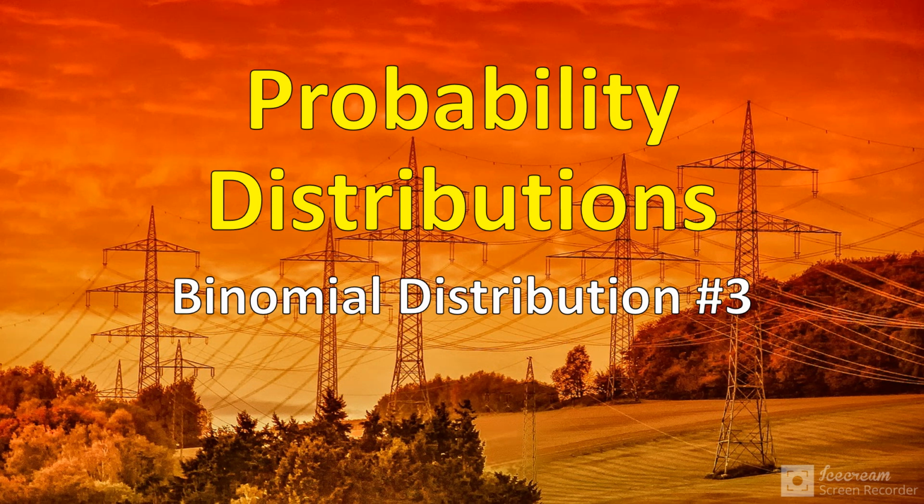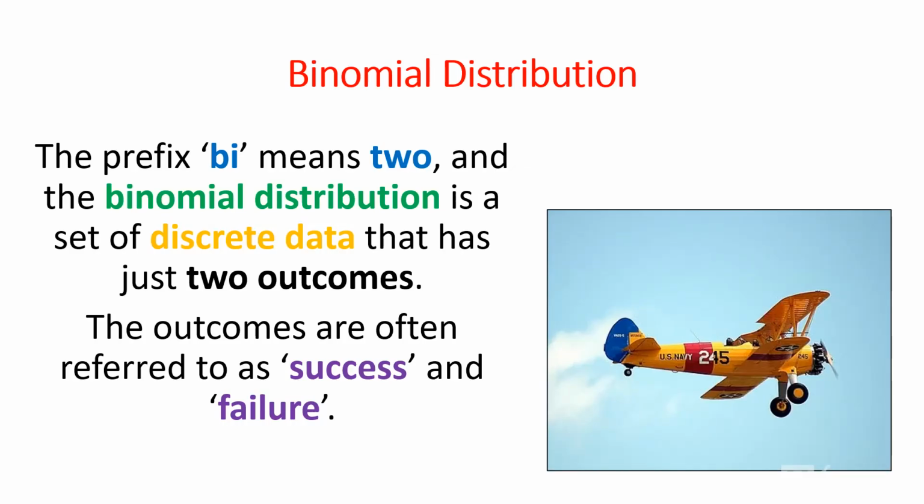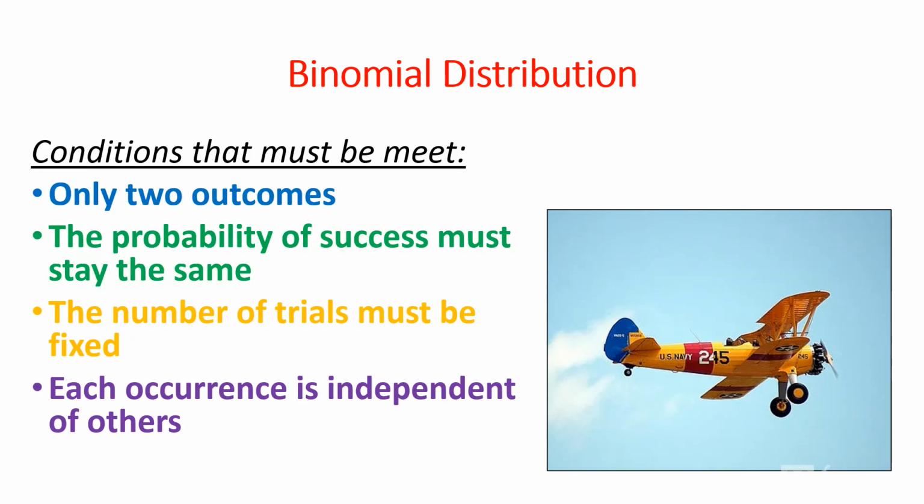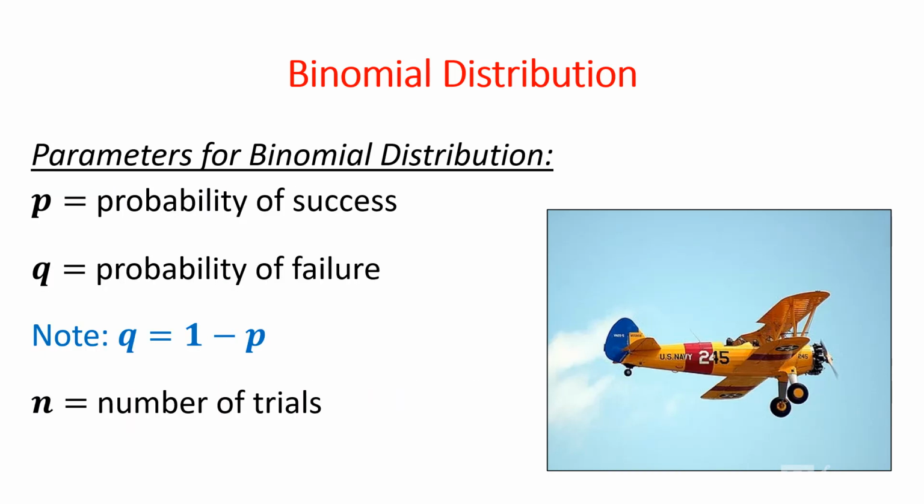Welcome to another probability distributions video for level 3, our third video for binomial distribution. Now we know binomial has just two outcomes we often call success and failure, and there are four conditions we need to be familiar with for binomial. We have parameters of P, Q, and N.